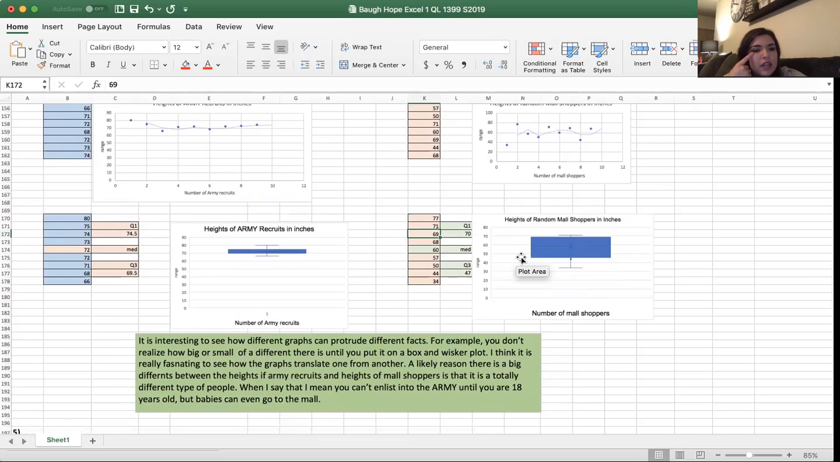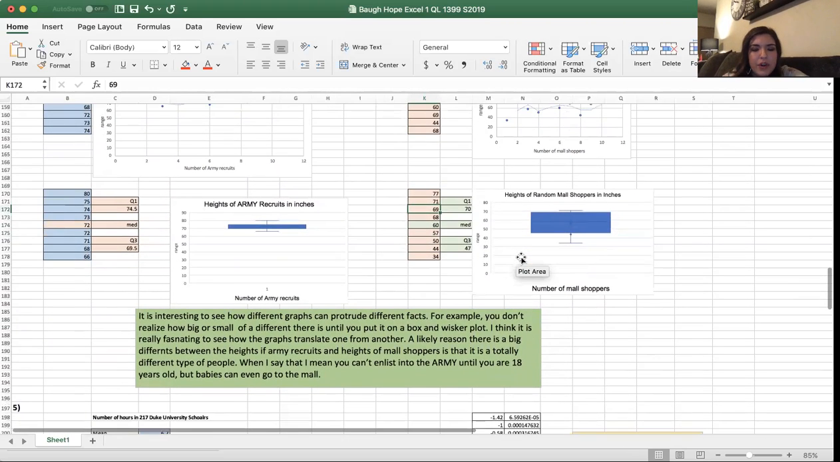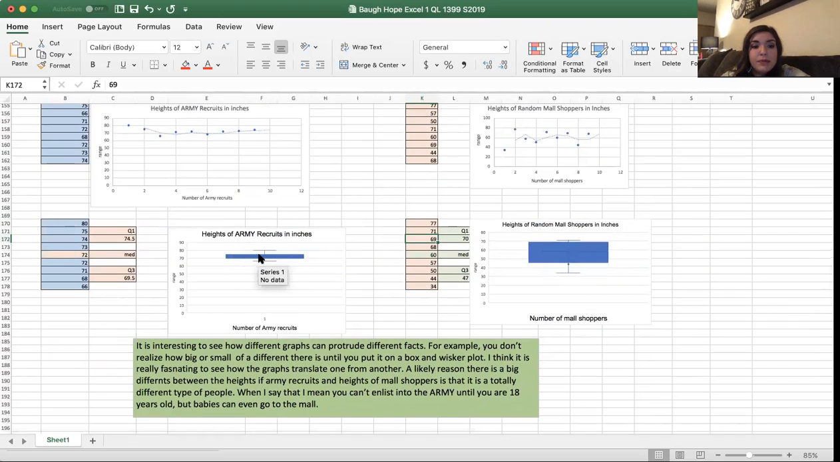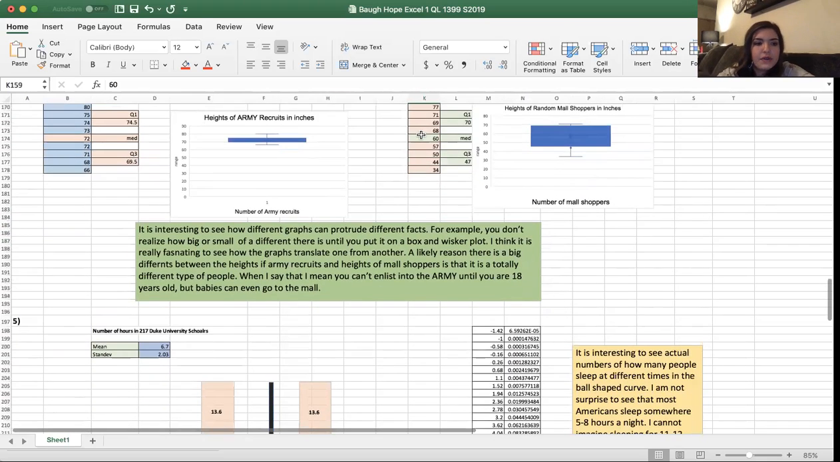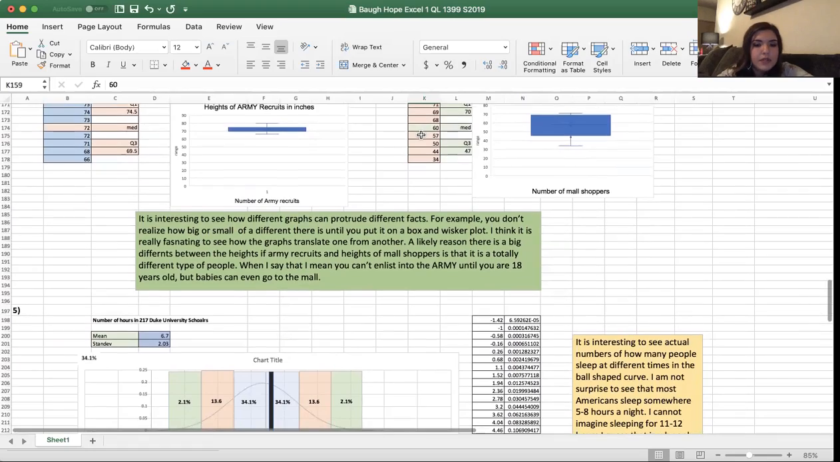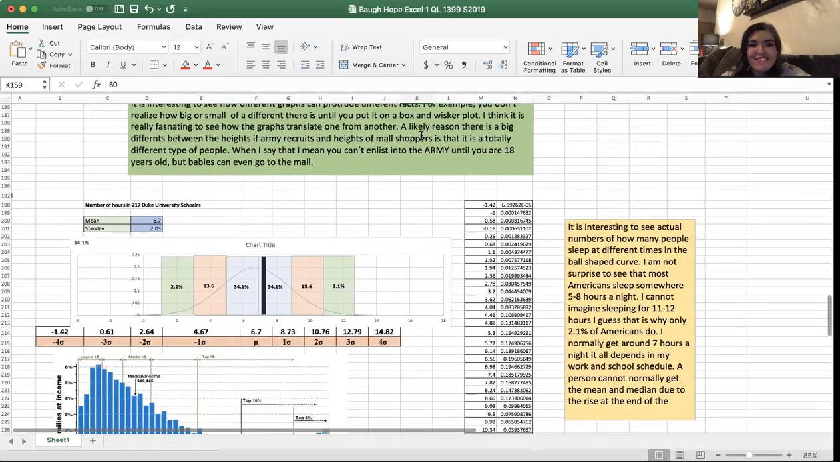So I think that was all on that. But as you can see, the blue over here and the blue over here is a very big difference. And that is because of the age difference and just the whole dynamic of everything. So, moving on to number 5.